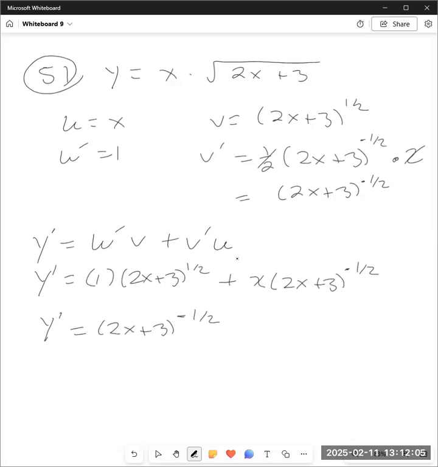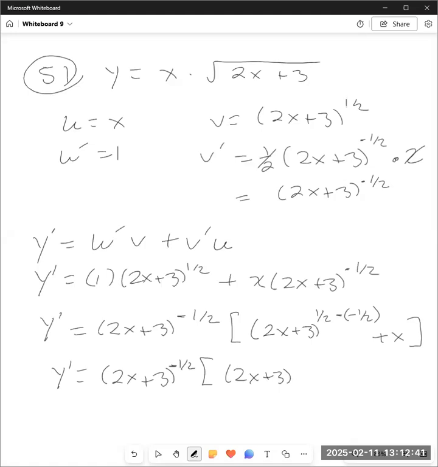So when I factor that out, I have (2x + 3) to the 1/2 minus a negative 1/2, plus just the x will be left there when I divide that out. Negative 1/2 minus a negative 1/2 is negative 1/2 plus 1/2, which is 0, and that base goes away. But this is going to be y prime is (2x + 3)^(-1/2) times (2x + 3) to the 1/2 plus 1/2, which is to the first power, plus x.